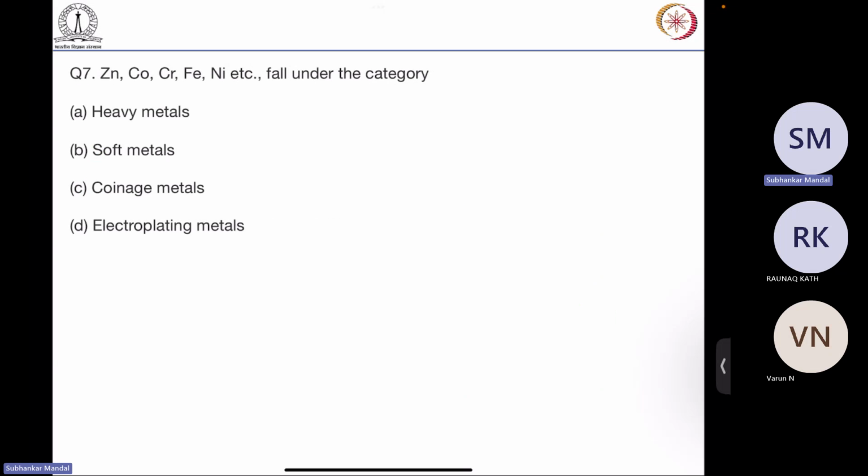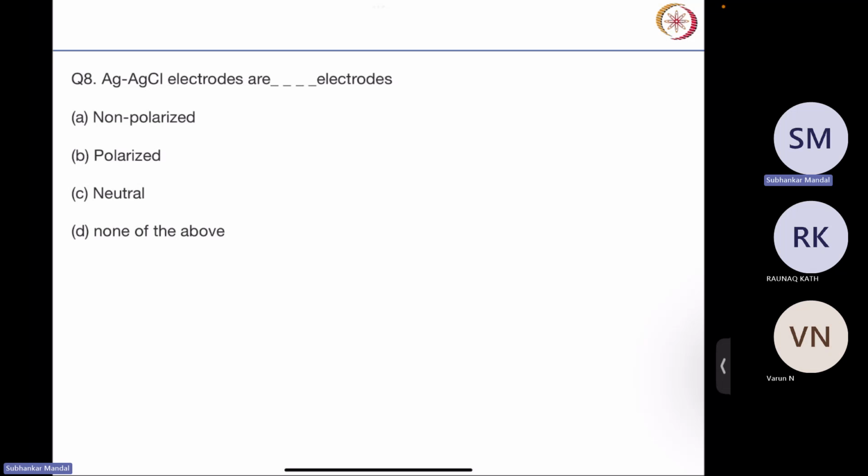Next, zinc, cobalt, chromium, iron, nickel, etc. fall under the categories heavy metals, soft metals, coin metals, electroplating metals. I think the professor has discussed these things in the class. Yeah, it is heavy metal. I think it is quite an easy question because we already know from the class what the heavy metals and the soft metals are. Okay, so next question. AgAgCl electrodes are dash electrodes: non-polarizable electrodes, polarizable electrodes, neutral, none of the above.